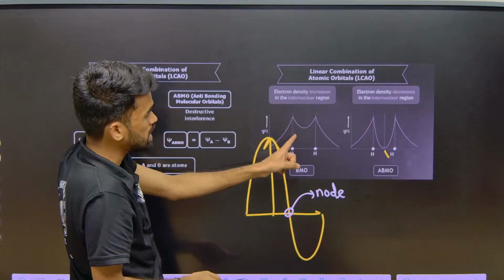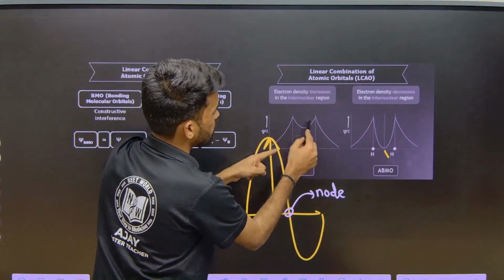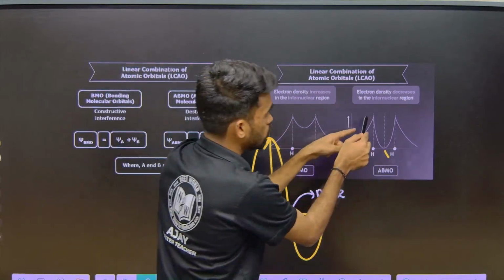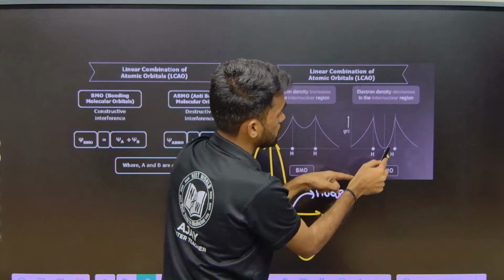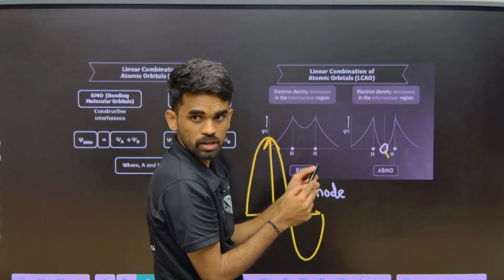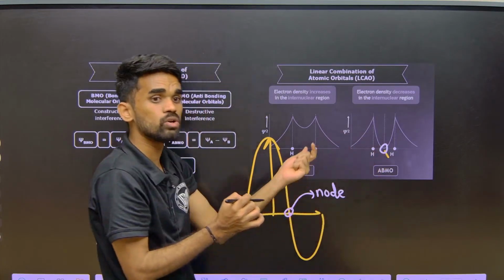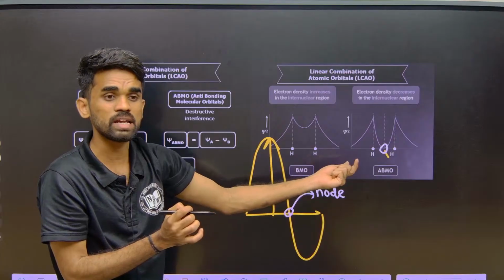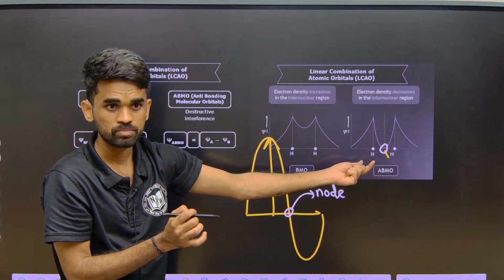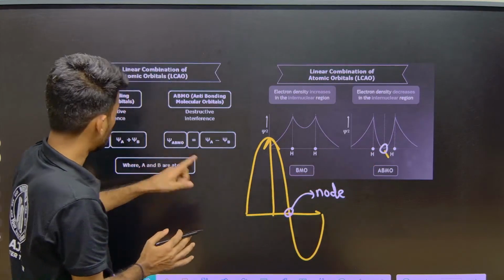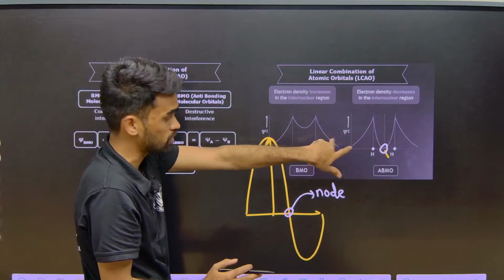Okay. Now if you see additive overlapping, you are not having any node here. But if you see a subtractive overlapping, see here we have a node. Are you getting what I am saying? So now they may ask how many nodes are possible when 1s orbitals overlap, like that. Okay. So this is the basic understanding in the form of waves.